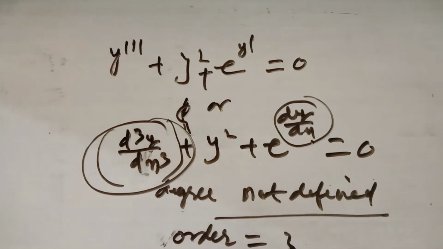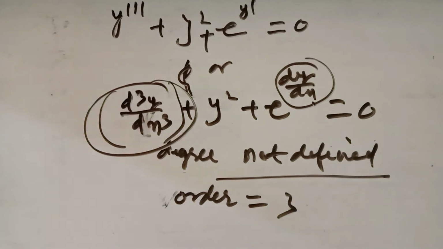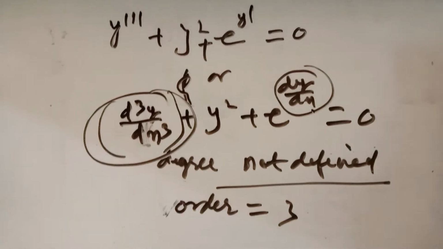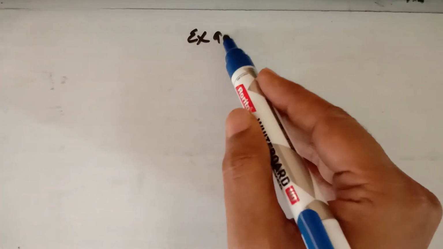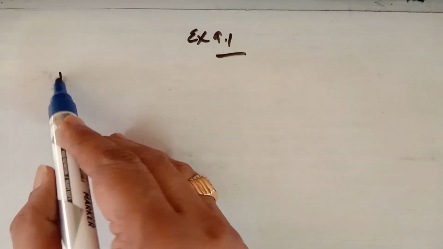Order is the highest derivative in the equation, and degree is the power of the highest derivative, with the condition that the differential equation must be a polynomial equation in terms of its derivatives. So let us take the first exercise, in which you have to find the order and degree of the differential equations in exercise 9.1.